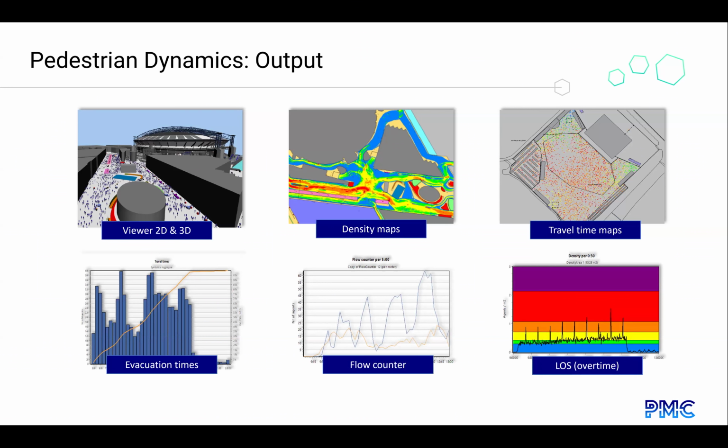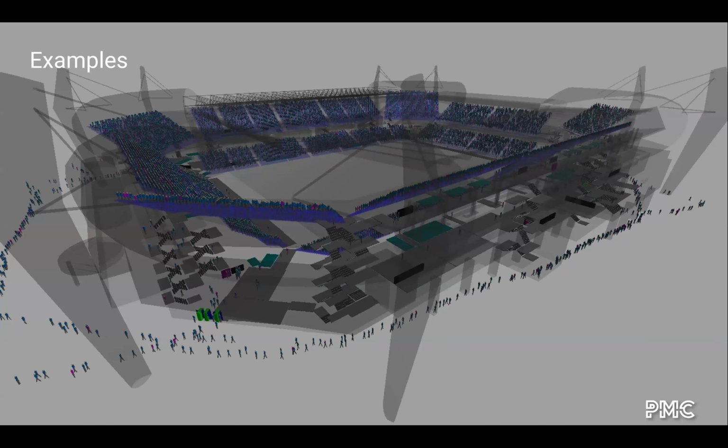Besides these, there's a lot of other statistics that can be obtained from the simulation or created custom by the user. So this allows you to define your own KPIs for your analysis and business goals, whatever they may be. And so that brings us to the examples. We're just going to show you a few examples of models using pedestrian dynamics and some of the questions that we were asking and answering with these models.